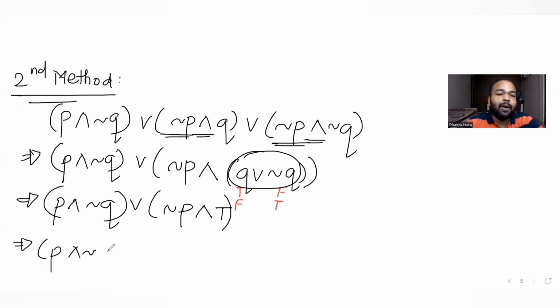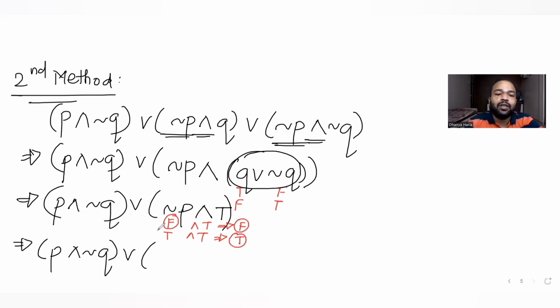Again, if I apply the idea P cap negation Q cup negation P, I can put P as T, so negation P would become F. I can put P as F, so negation of F becomes T. So if you have F cap T, we know it is F. T cap T, if both of them are true statements and the cap is applied, you get the answer as T. So basically, you are getting F when your negation P is F.